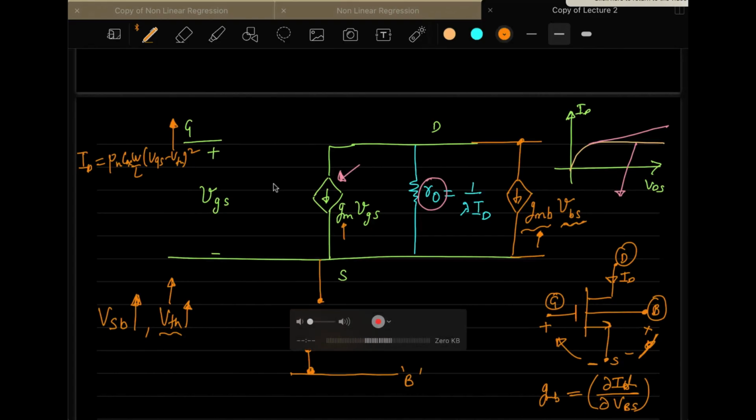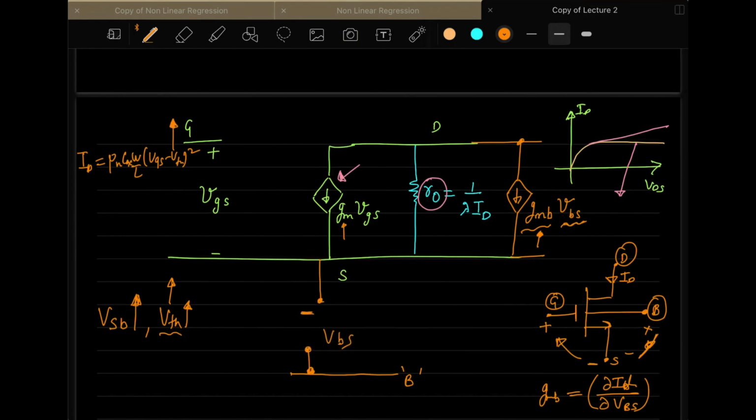Okay, so if VTH increases, that means your drain current decreases, right? It is very simple because you are subtracting something. This is increasing. This is constant. VGS is constant and you are increasing something here. So your ID is decreasing because of the increase in VTH.